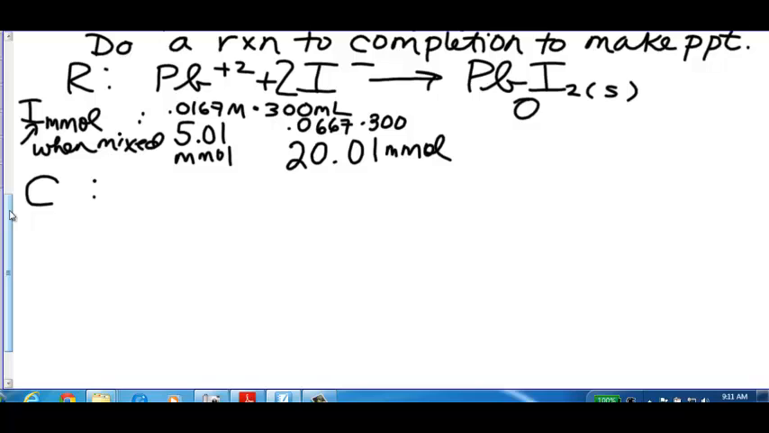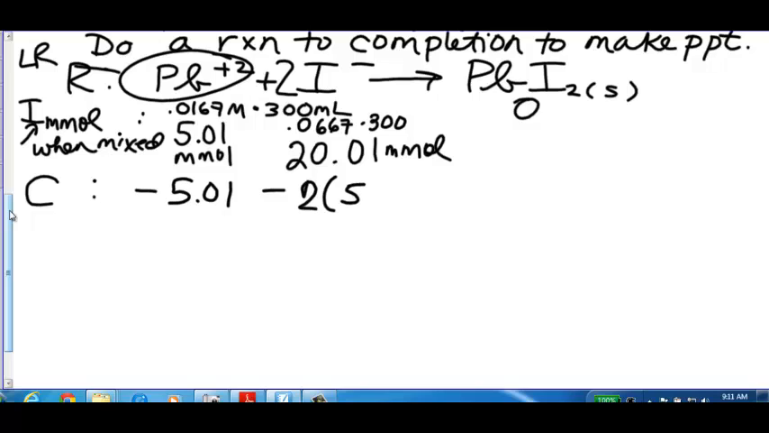If this goes down by 5.01, how much would this go down by? 10.02, right? And you have 20. So this is your limiting reagent. If it's not that simple, then yes, you'll have to do a limiting reagent problem to figure out who's going to run out first. So this goes down by 5.01. This goes down by 2 times 5.01. And this goes up by 5.01.